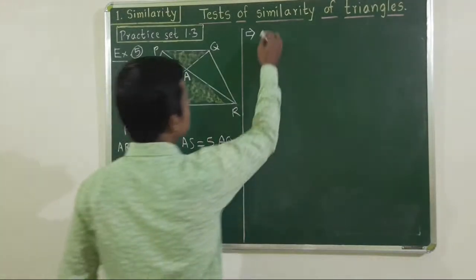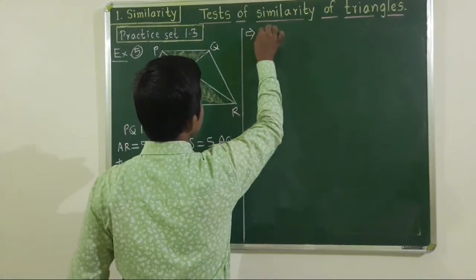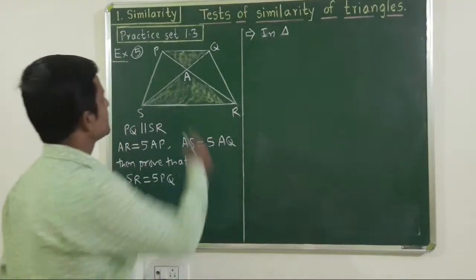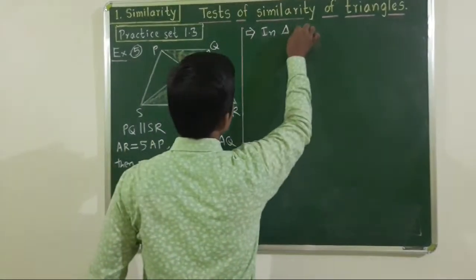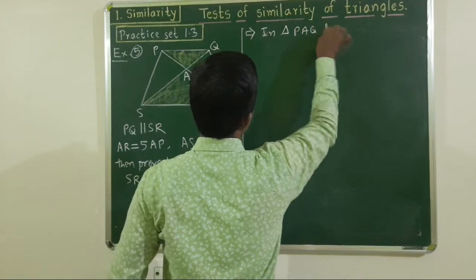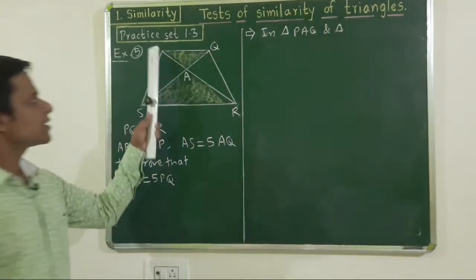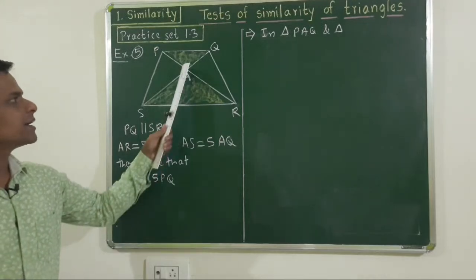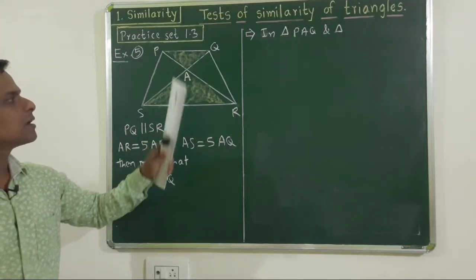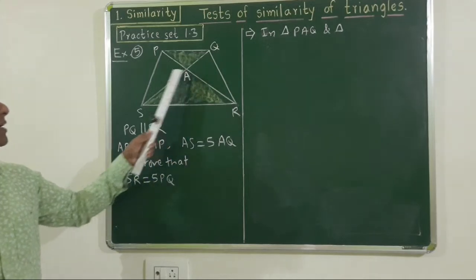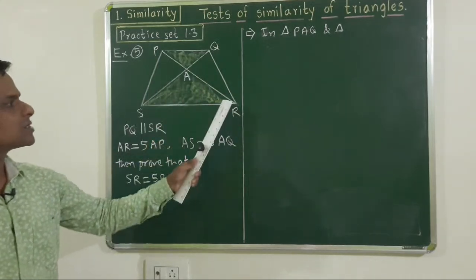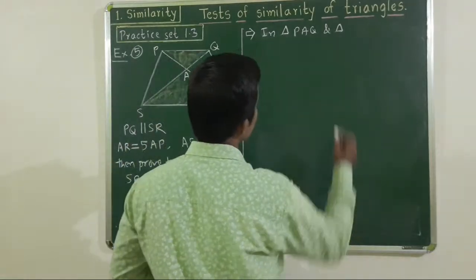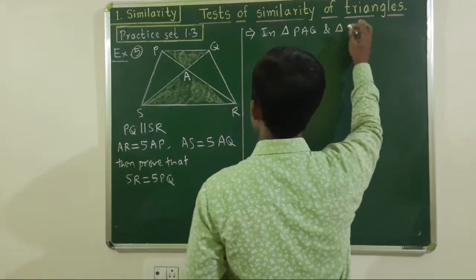First step is to write proper names. We'll start with this triangle. In triangle PAQ and triangle, in triangle PAQ. Now what will be the name of this triangle? A should be in between. We'll start with RAS, not SAR. Why is it so? That we'll get to know afterwards. That is RAS.